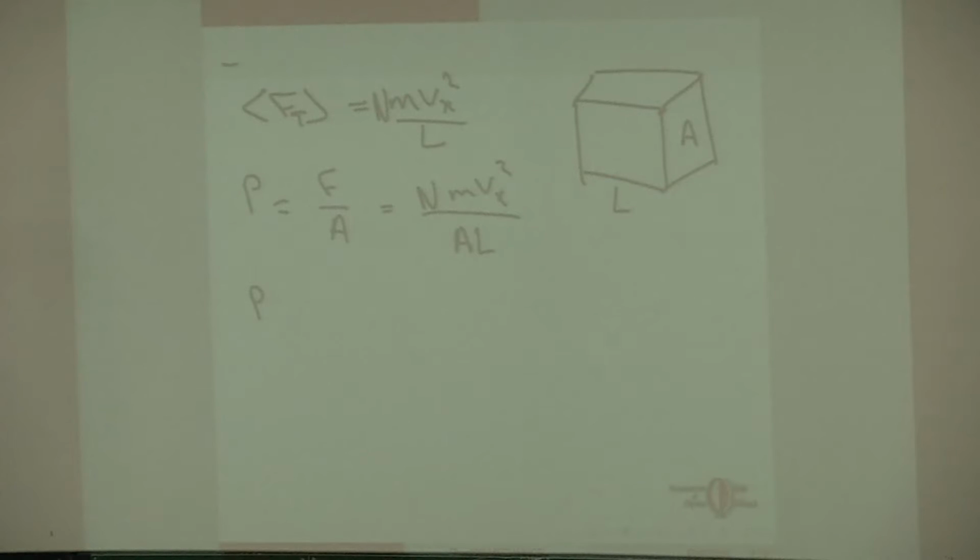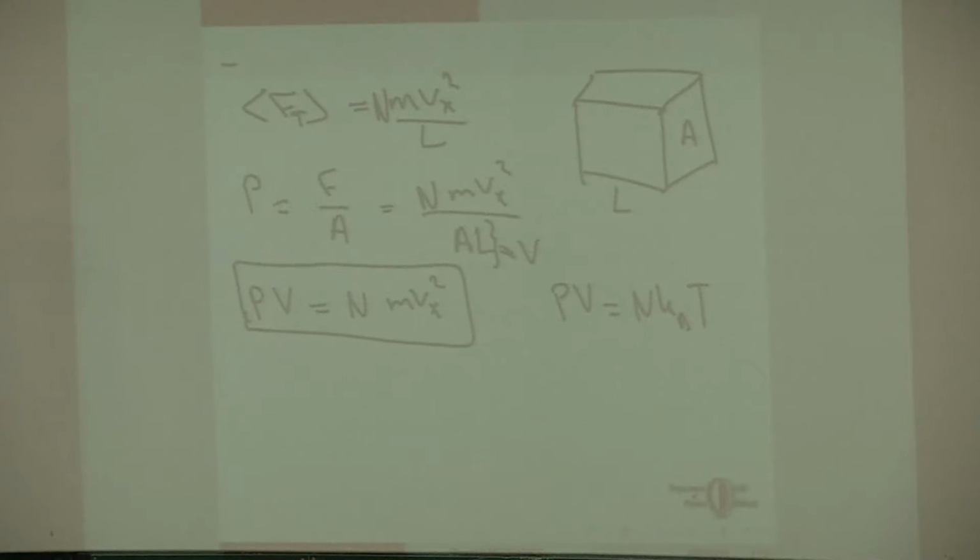So P times V is equal to N m Vx squared. Compare it with PV equal to N k_B times T. So this m times Vx squared is nothing but k_B times T.